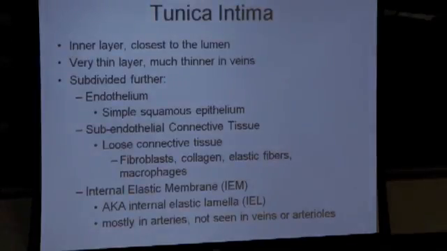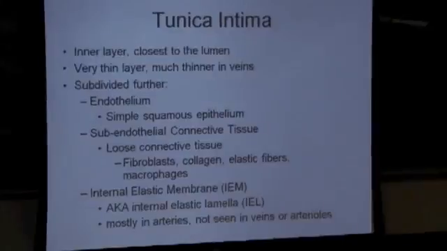Let's take a look at them in a little bit more detail. The tunica intima is composed of the endothelium, subendothelial connective tissue, and the internal elastic membrane, or internal elastic lamella, as it is sometimes referred to. This is a very, very thin layer, the innermost layer. In most slides you'll be looking at, it probably will not be very clearly visible. You will be able to see the endothelium, but the subendothelial connective tissue in many cases is far too thin in most of these blood vessels to be able to see it.